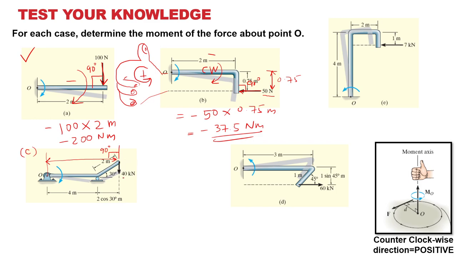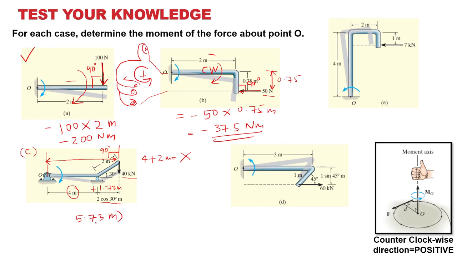40 kilonewton. This is the distance. Don't add this one. The distance is not 4 plus 2 meter, that's wrong. It has to be 90 degrees, so it has to be 4 meter plus this one, 2 cos 30 degrees. Punch in your calculator, 2 cos 30 degrees, 1.73. This is 1.73 meter, so it becomes 5.73.